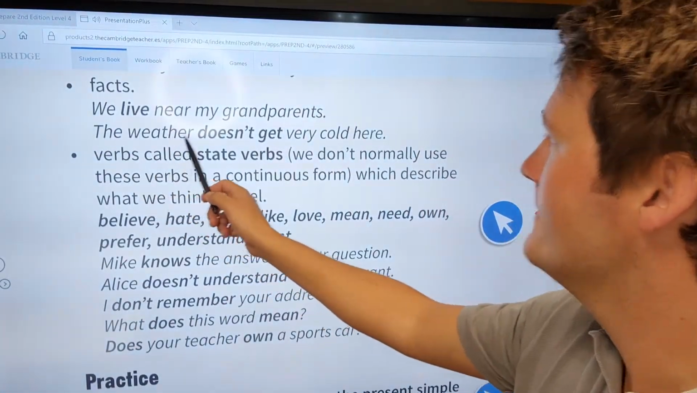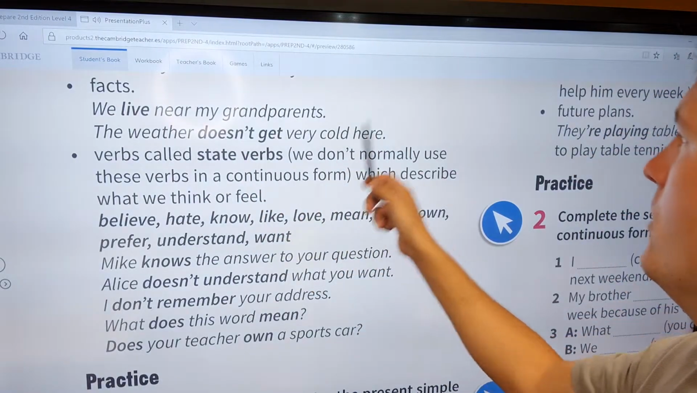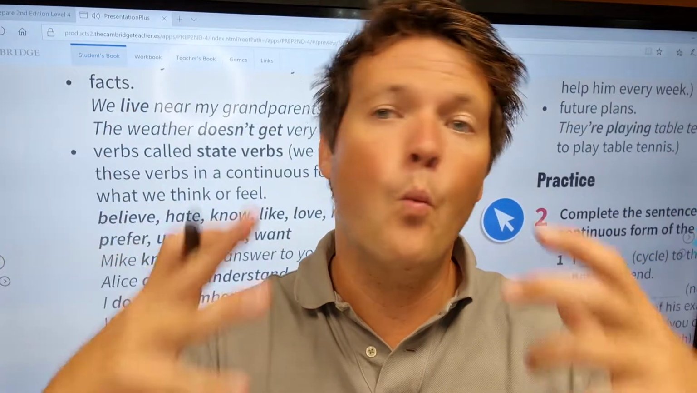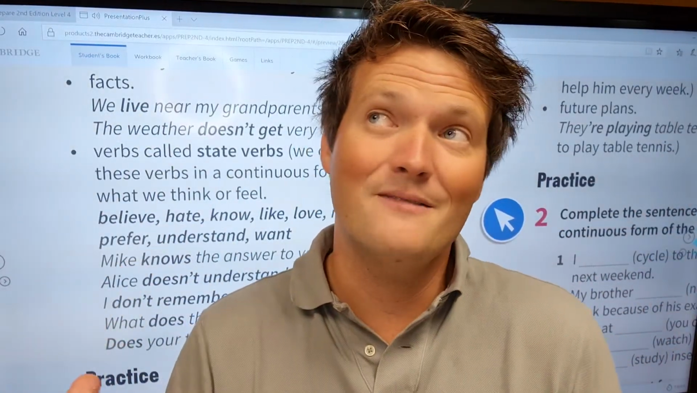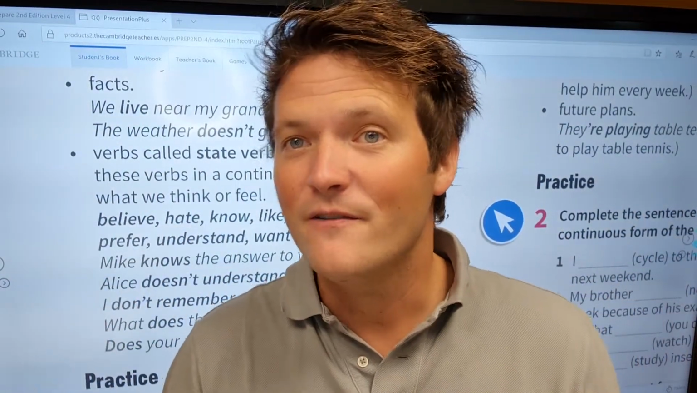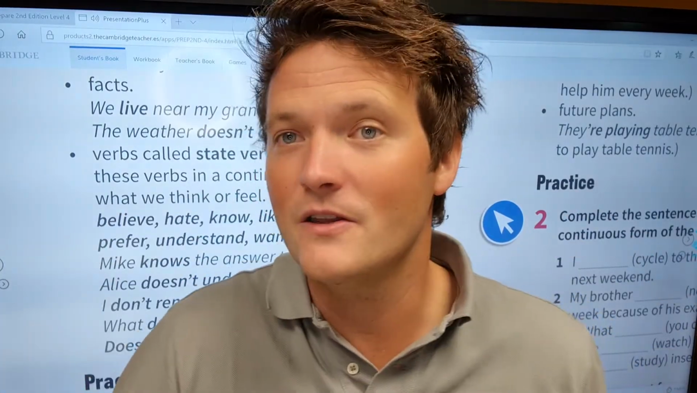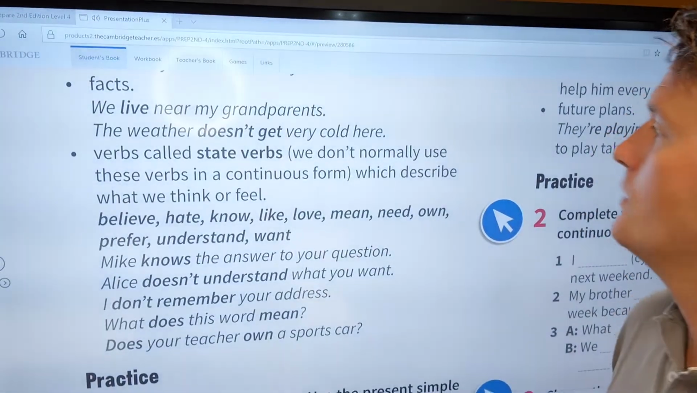The weather doesn't get very cold here. It doesn't get very cold here. This is a warm climate where it's very rare for the weather to get cold. It doesn't get cold here. That's another fact, right? Okay.